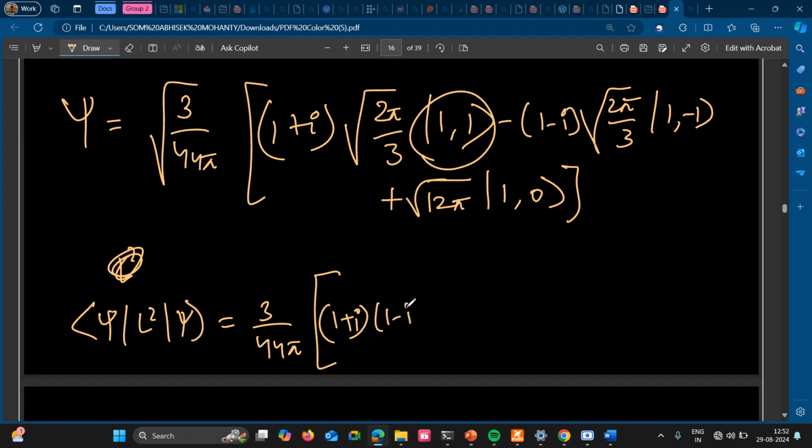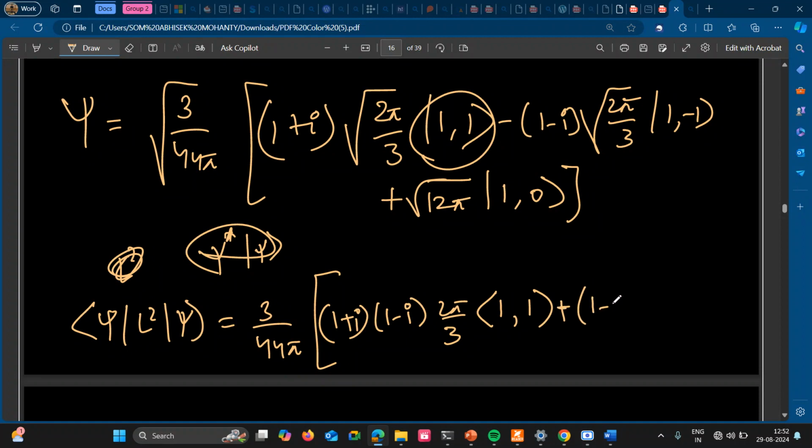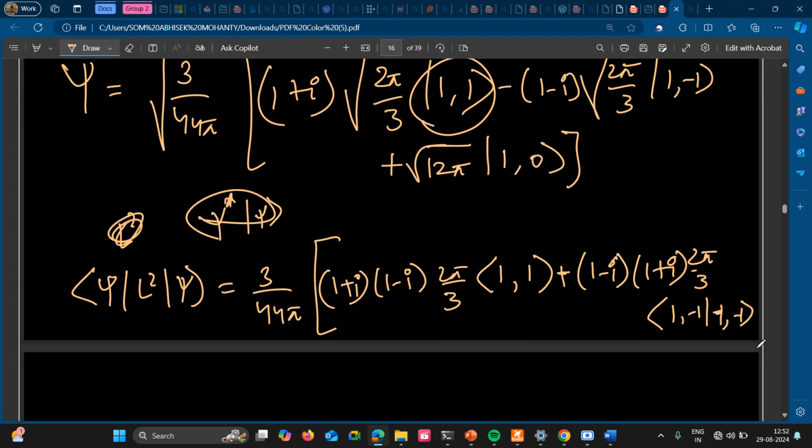1 minus I. Because psi star, psi, this is kind of like this, right? So psi star is 1 plus, 1 minus I. So this becomes 2 pi by 3 because this is real, 1 1. Minus minus becomes plus. And again 1 minus I, its complex conjugate is 1 plus I. 2 pi by 3, 1 minus 1. Yeah, it's a bit tricky, okay?